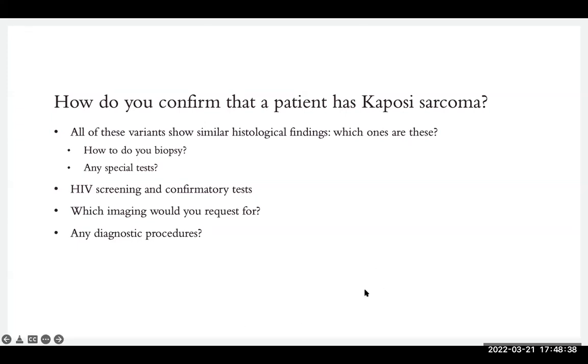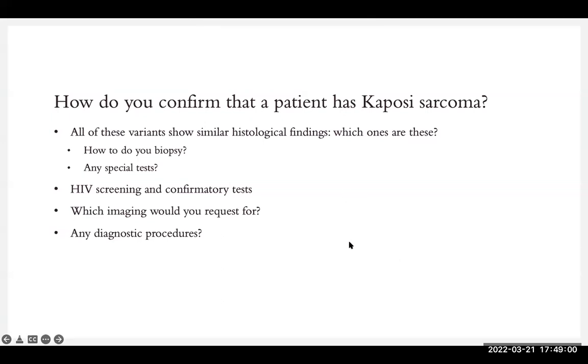Chest X-ray or a CT scan to rule out a possible pulmonary Kaposi. Yes, that's good.